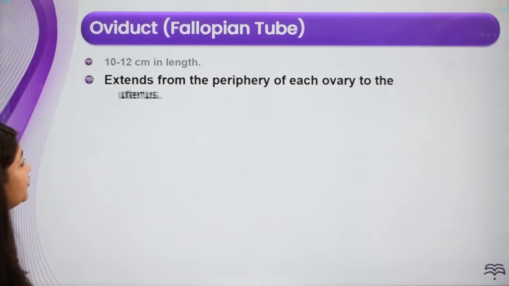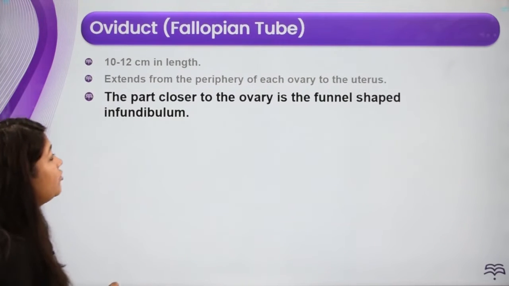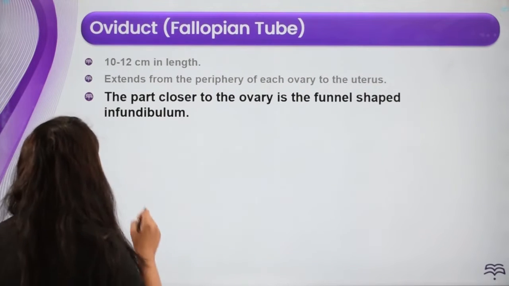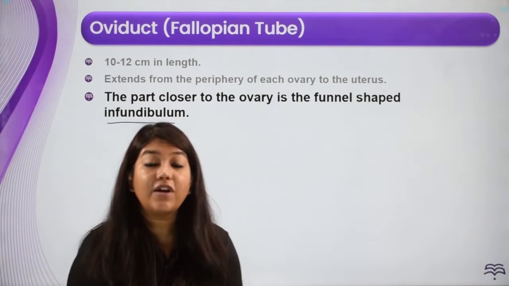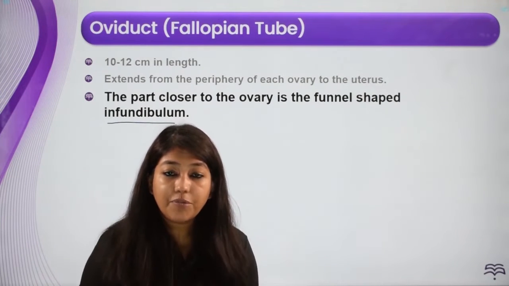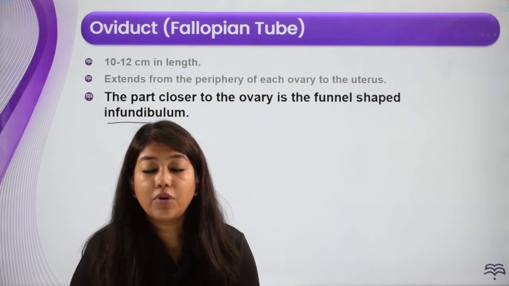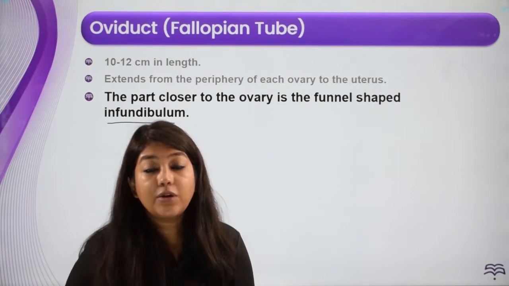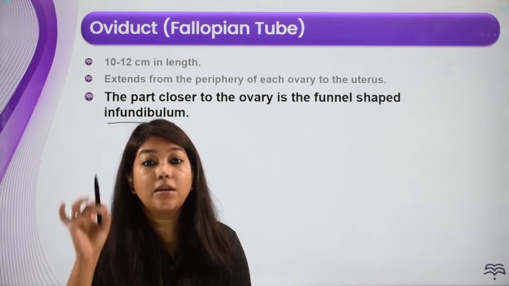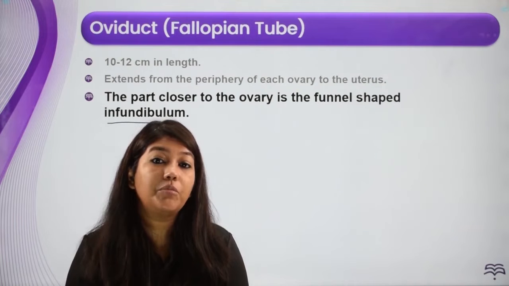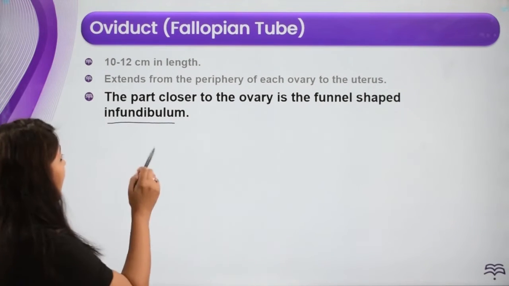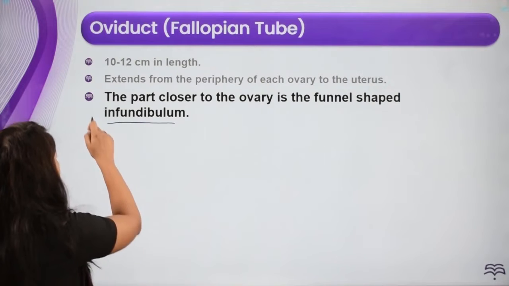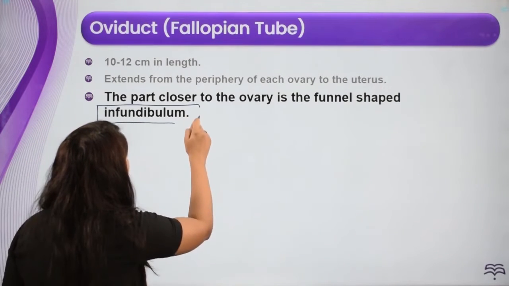Right? Let's move forward now. The part closer to the ovary is the funnel-shaped infundibulum. So the parts of the oviduct are very, very important. You have to remember where the infundibulum is located, where the isthmus is located, where the ampulla is located. The three parts, their location is very, very important, and very frequently a question comes on this. Okay? So the part closer to the ovary is funnel-shaped, and what are we calling it?